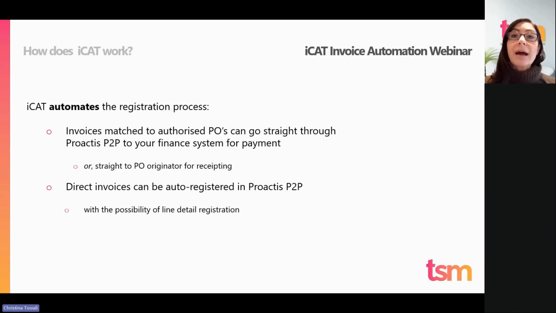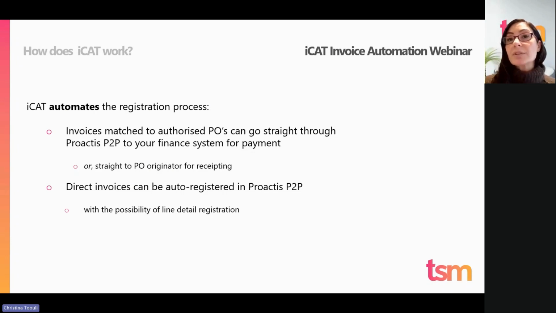So it automates that whole process. It automates the process of registering the invoice. So that first screen you go into when you're registering your invoice in Proactis, that's the automation element. It will take all of that information off of the invoice. It will validate it as well, and it will register your invoice. It will attach the image to the invoice automatically.